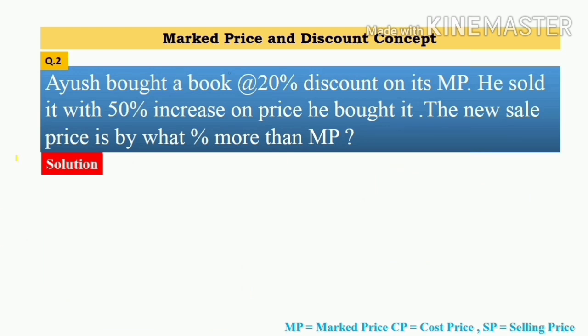Now we'll move towards the second problem. Ayush bought a book at 20% discount on its MP. He sold it with 50% increase on the price he bought it. The new sale price is by what percent more than MP? Okay, so firstly it is being said that Ayush bought a book at 20% discount on the MP, so we will simply consider MP value as 100.